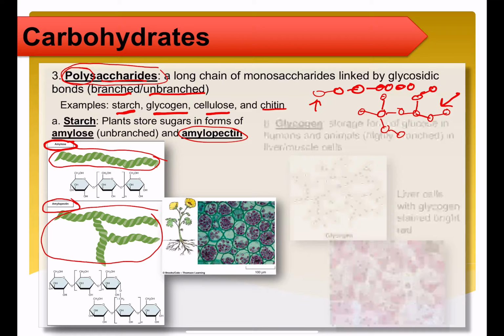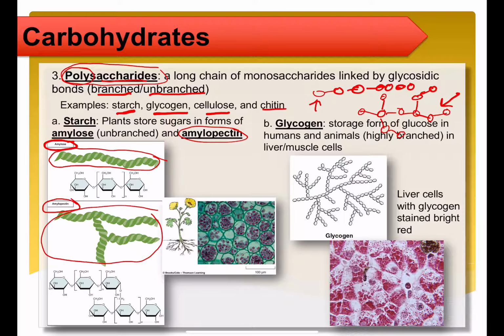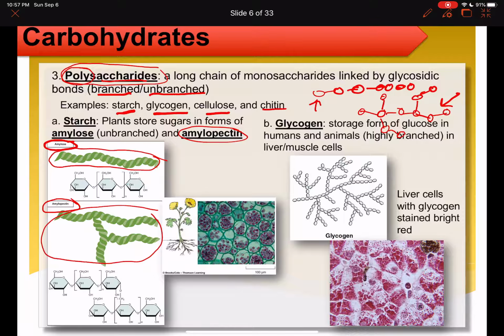The other type of polysaccharide is called glycogen. These are specific examples of polysaccharides. Glycogen is the storage form of glucose, and let me erase that so it's not in the way. So you have glycogen, which is the storage form of glucose in humans and animals, and it is usually always highly branched, particularly in liver cells and muscle cells.